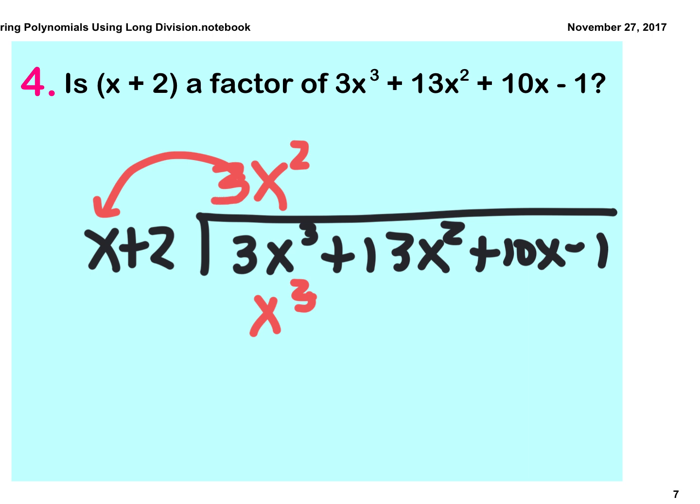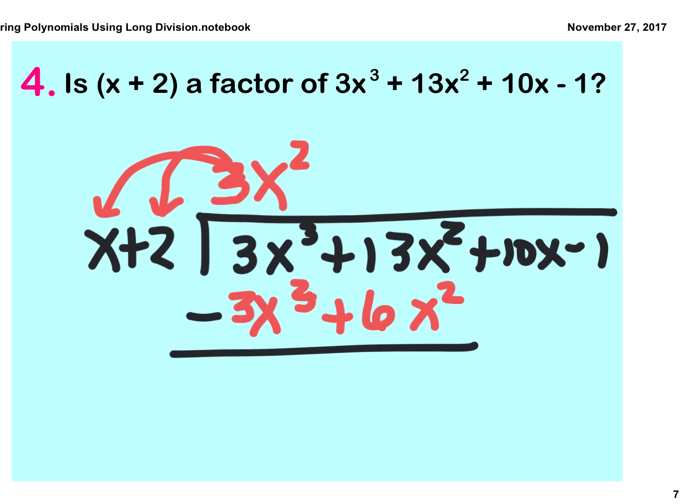3x squared. Raise your hand if you started with that. Nice. Tons of you did. That's awesome. Then I ended up with 3x squared times the 2, 6x squared. And I draw the line. Opposite. Opposite. So it's really 13 minus 6, which is going to be 7x squared. Bring it down.